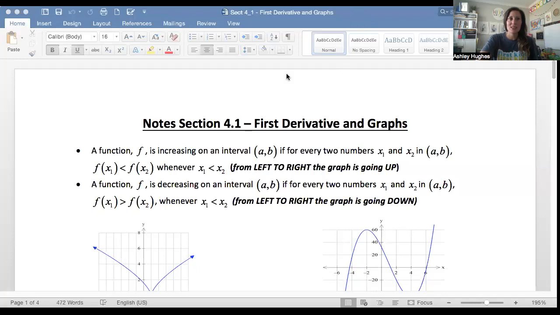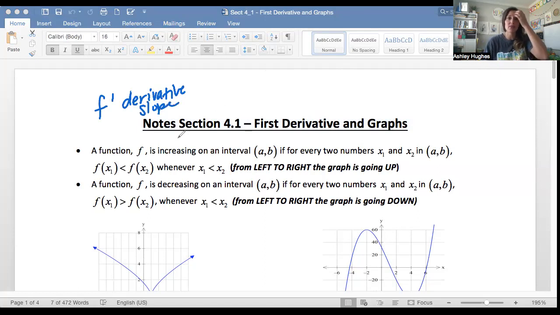Okay, let's see. So we are going to talk about how we can find things out about f given what we know about f prime. So in general, remember f prime is the derivative, and the derivative is the slope.